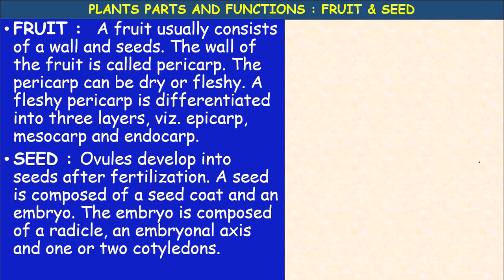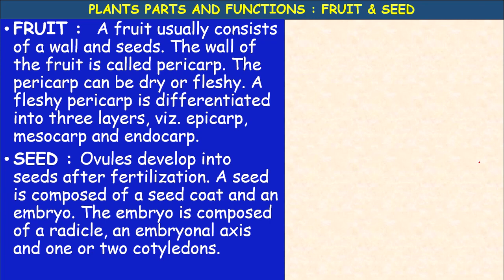Usually a fruit consists of a fruit wall and seeds. The wall of the fruit is called pericarp. The pericarp can be dry or fleshy.